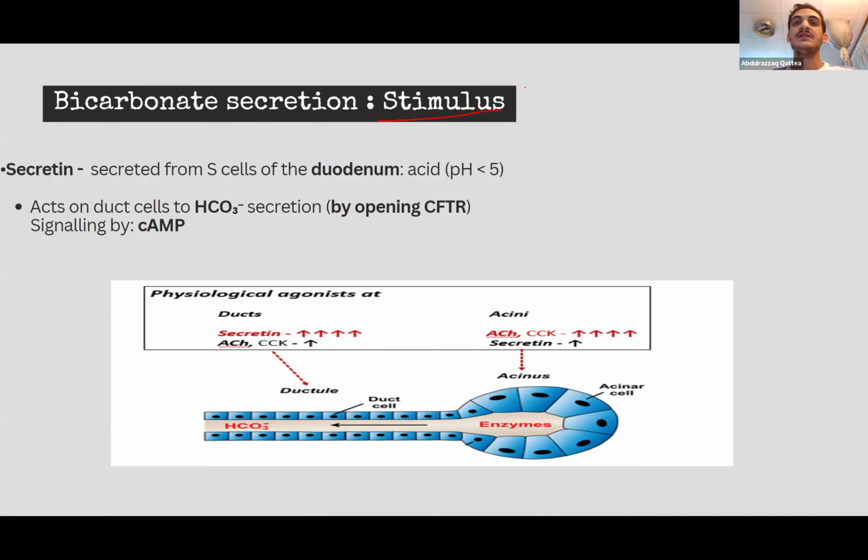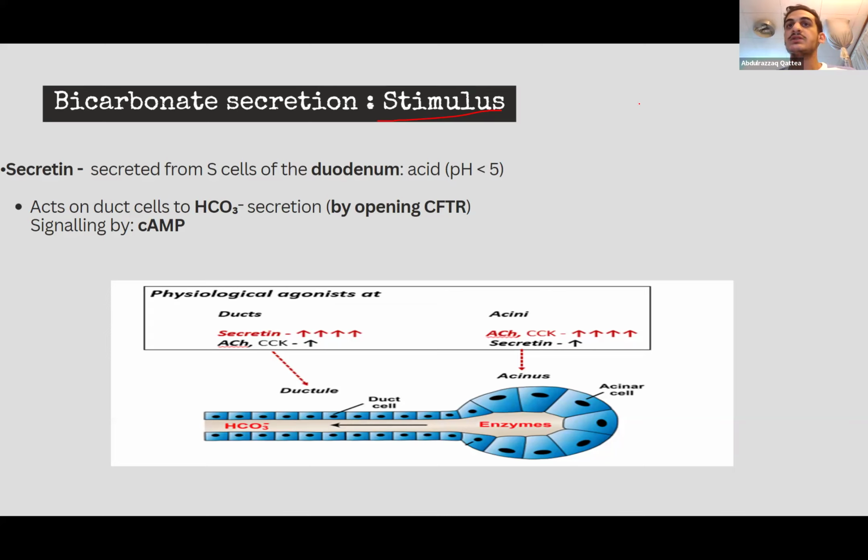So what's the main stimulus for bicarbonate? How can the pancreas secrete the bicarbonate, and when does it know that it needs to secrete bicarbonate? Simply by acidity. It makes sense because we only secrete bicarbonate in order to neutralize the acid that comes from the stomach. So the stimulus for bicarbonate is acidity in the duodenum.